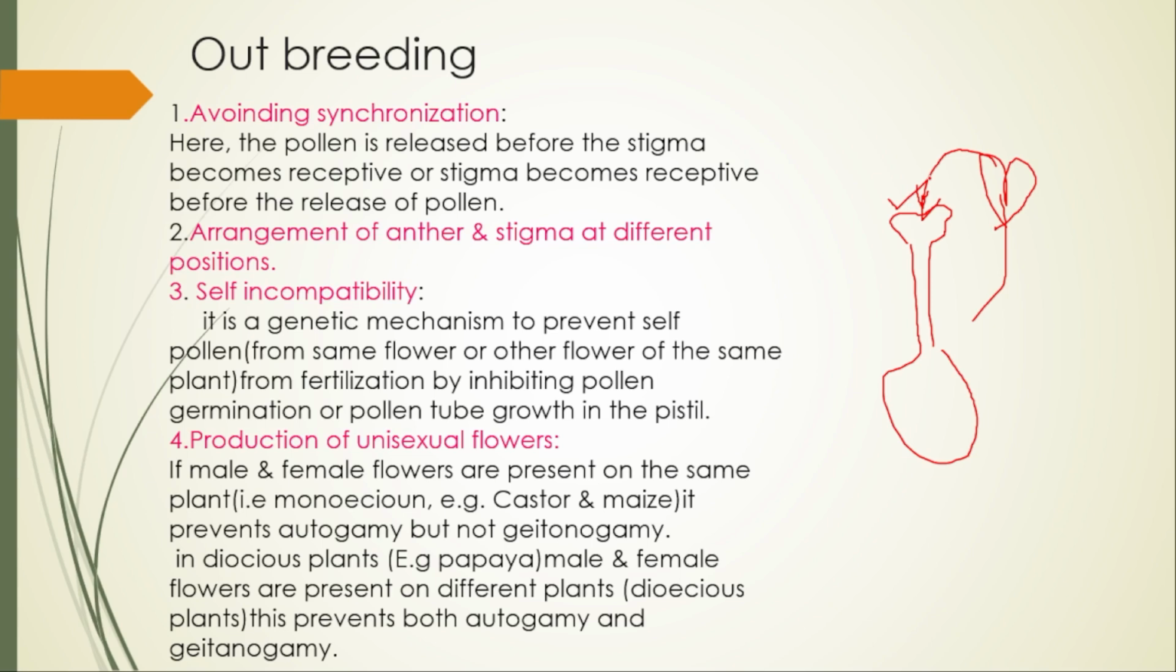They won't allow the pollen grain to form the pollen tube itself. So by that what happens? That is said to be self-incompatibility. The stigma will reject that pollen grain. Next, by producing unisexual flowers.